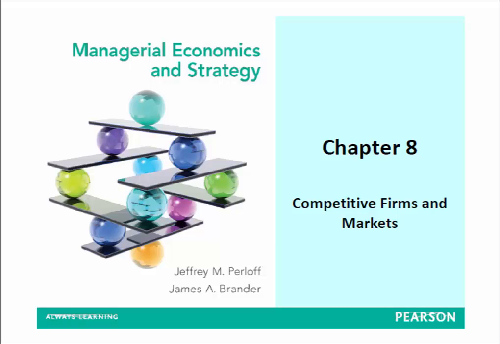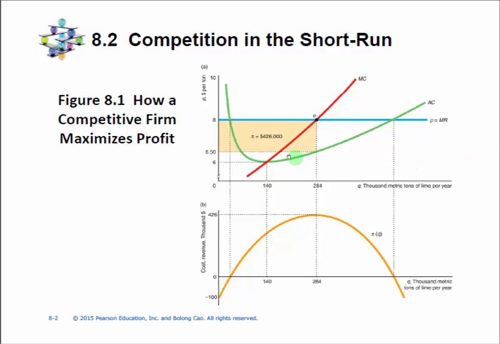So in Chapter 8, we study the firms in competitive markets. And first, let's look at the profit maximization decision by the competitive firms. Because the firm is in perfect competition, it faces a flat or horizontal demand curve.